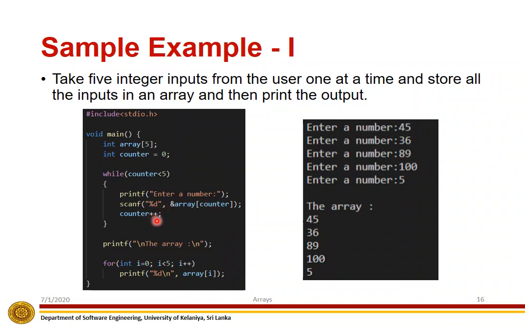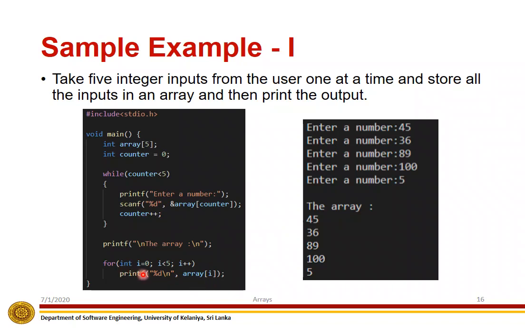Then counter plus plus, so again this will be 1. Like that, until 5 values it will get, because here the array size is 5, so we can get 5 values for the array. After that there is one printf statement to print the array. Then the for loop will loop 0 to 5 to print the array.